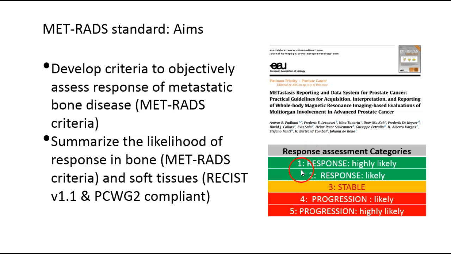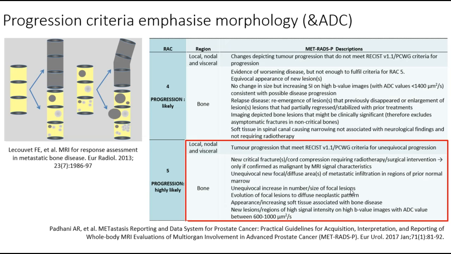In this scale, 1 and 2 represents response highly likely, 4 and 5 represents progression likely and highly likely, with 3, of course, representing stable disease. Now for the bones, we've had to take criteria that we've been aware of for many years and codify them into a response assessment category.